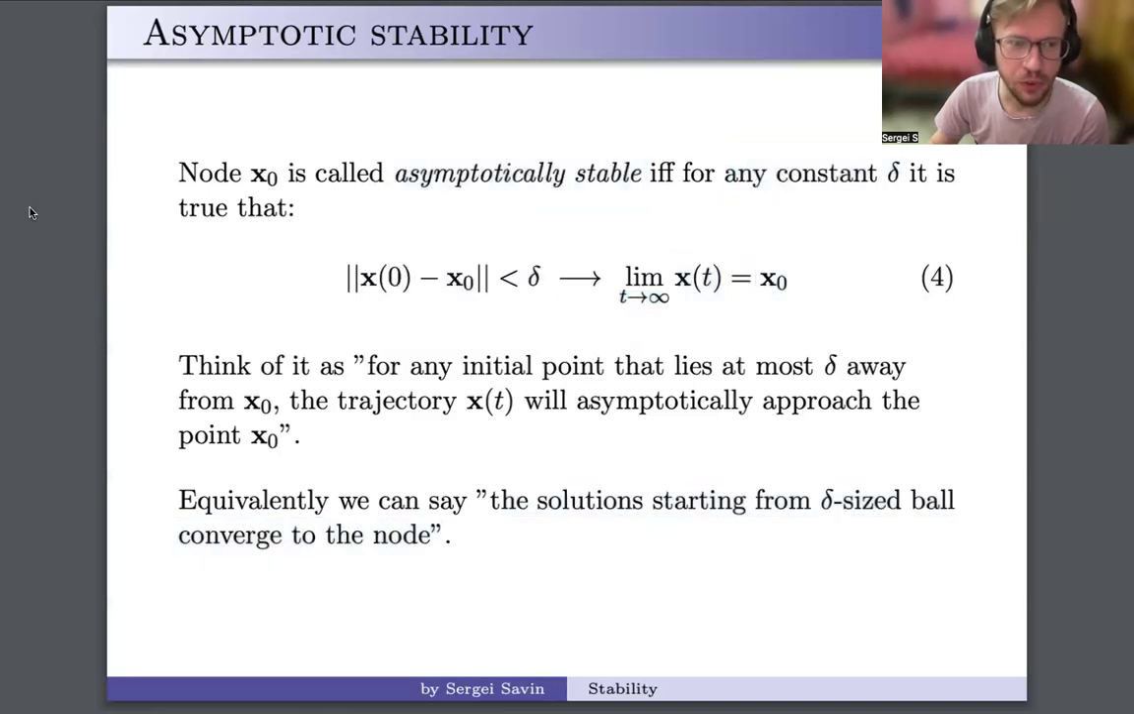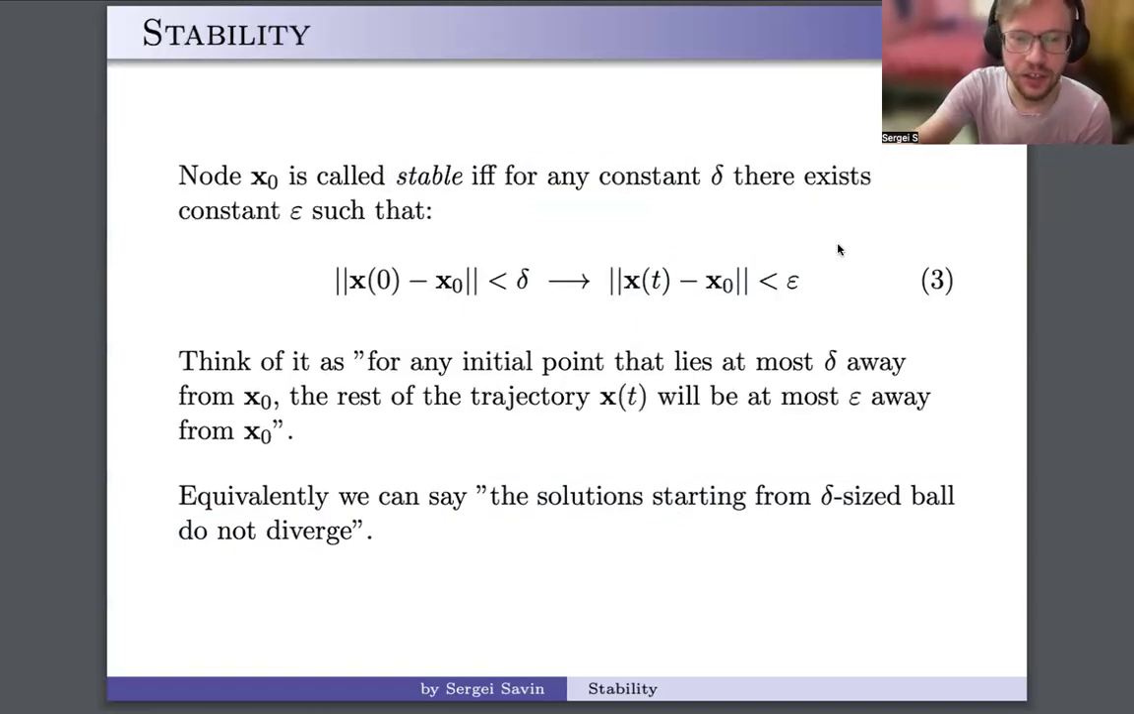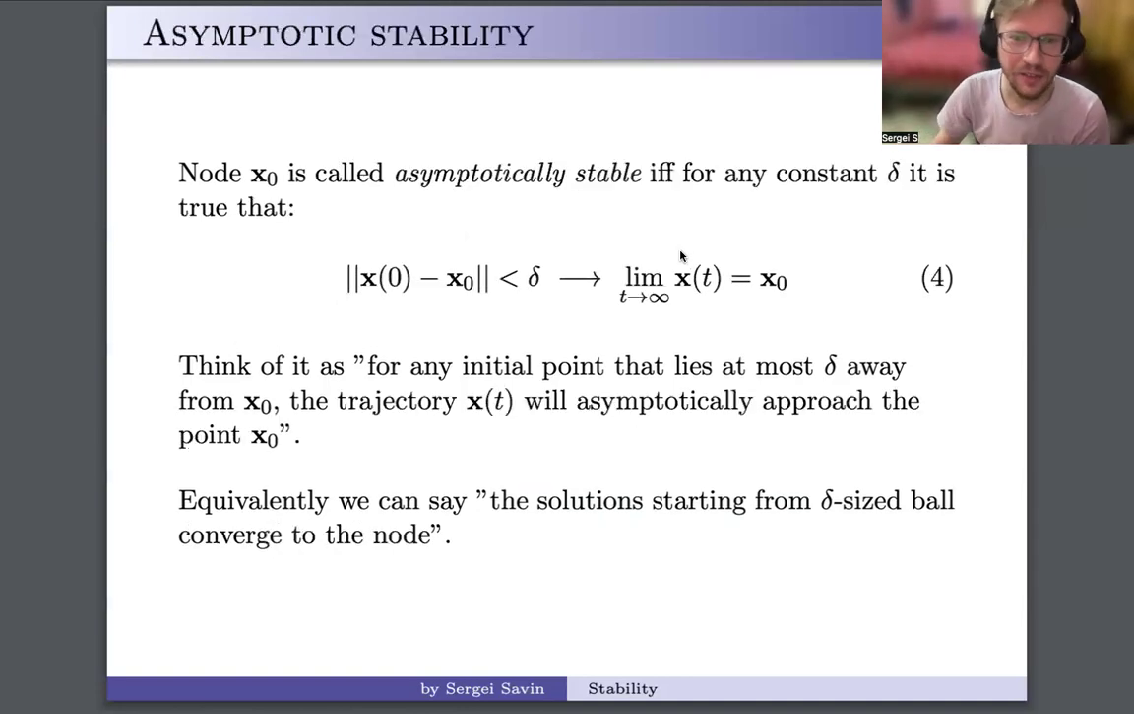So the big difference between those two is that here, we don't diverge, right? We start from a delta-sized ball, we end up somewhere epsilon away from the node, right? Here, on the other hand, we start from a delta-sized ball, we end exactly at the solution. So we approach it asymptotically. Now you can see this is much more attractive.